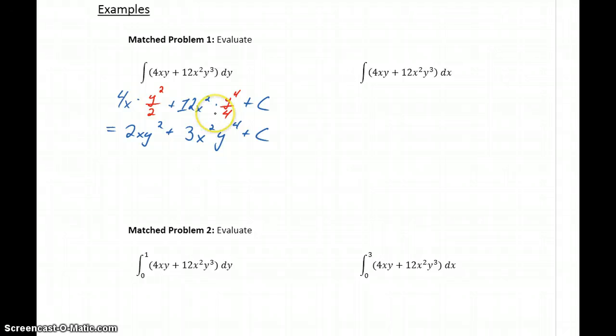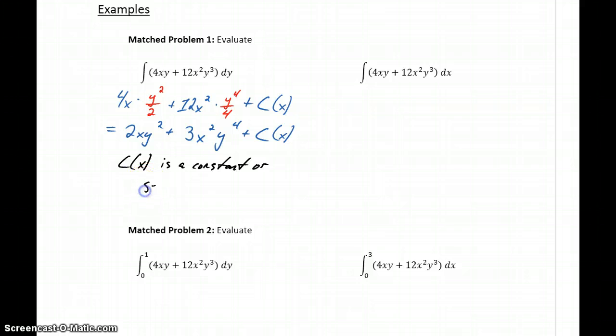So what we're going to add here is one additional change. So previously when we dealt with single variable functions, we always had some constant c at the end. Now what this is going to become is some expression c of x. And the difference here is that c of x is a constant or some function of x. But not a function of y.